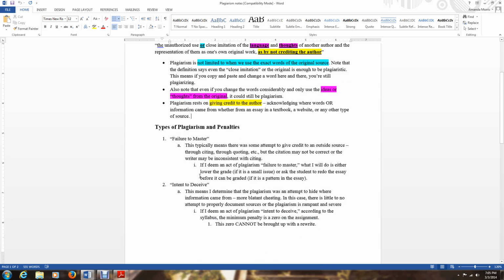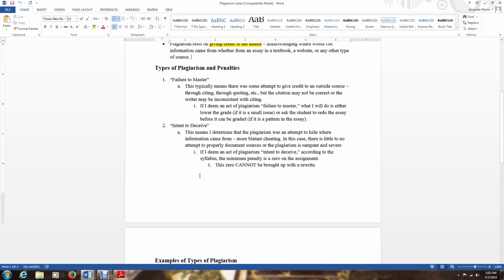So that's just some basics of what it is. Now, talking about, as I say here, the types of plagiarism and the penalties. Not every instructor distinguishes between types of plagiarism. I do, and that's why I wanted to go over it. They're both serious, but in terms of penalties, one is more severe than the other.